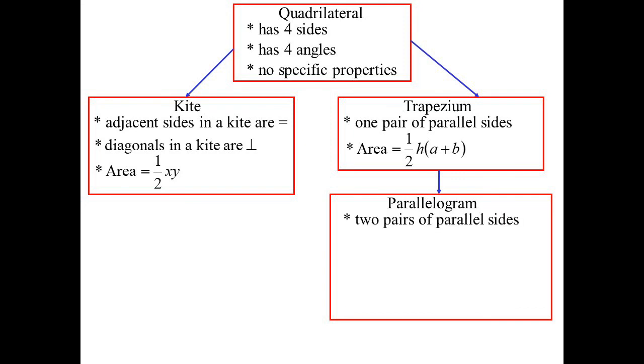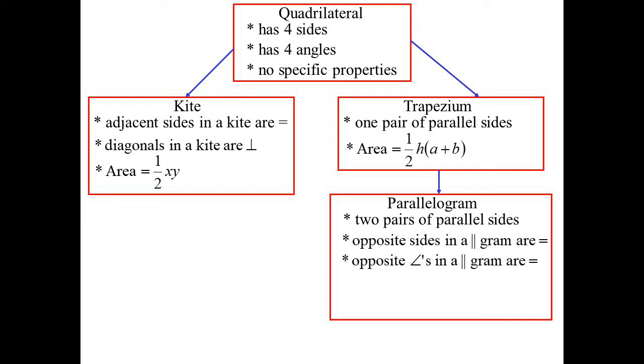In fact, you've got 2 pairs of parallel sides now. What do we know? Once we know it's a parallelogram, we know opposite sides in the parallelogram are going to be the same length. We know the opposite angles in the parallelogram are the same size. We also know that the diagonals in a parallelogram bisect.